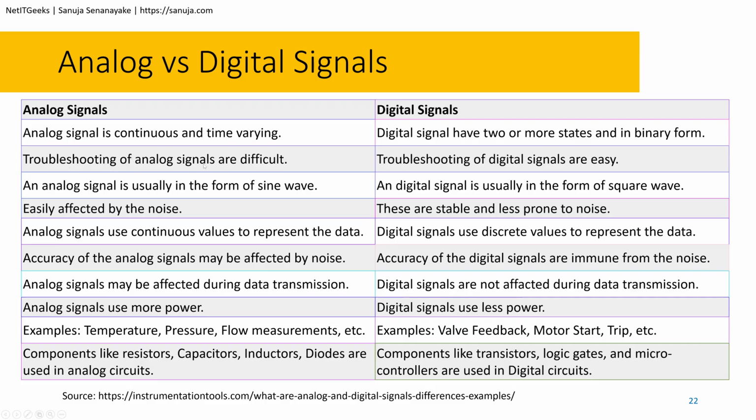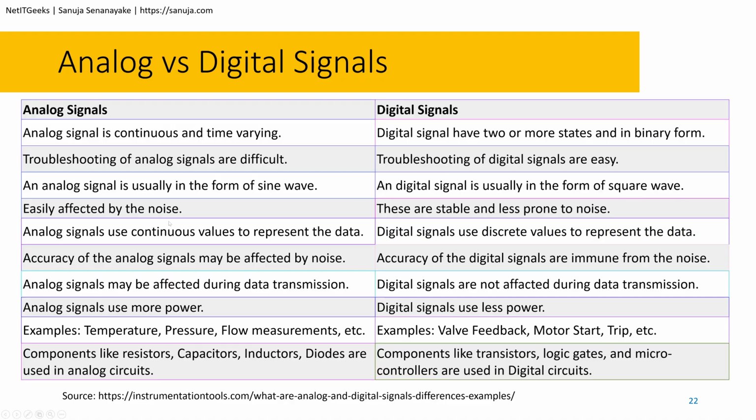Troubleshooting of analog signals is difficult because they are like sinusoidal waves, and they may have some noise associated with them. They are a little bit harder to separate and filter out as opposed to a digital signal. Troubleshooting of digital signals, as a result, is much easier because they just have zeros and ones. An analog signal is usually in the form of a sine wave, as I mentioned multiple times, while the digital signal is usually a square wave.